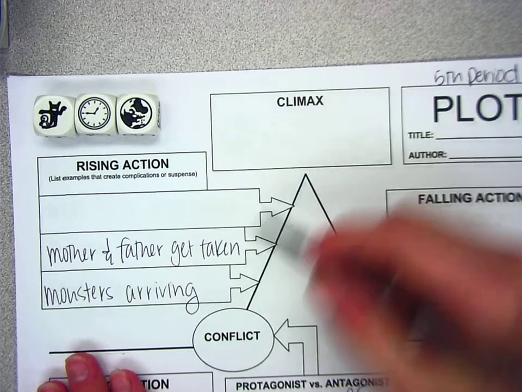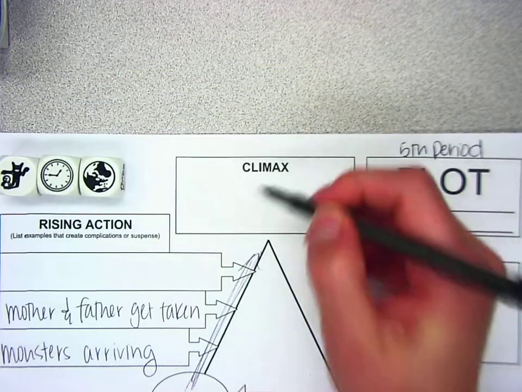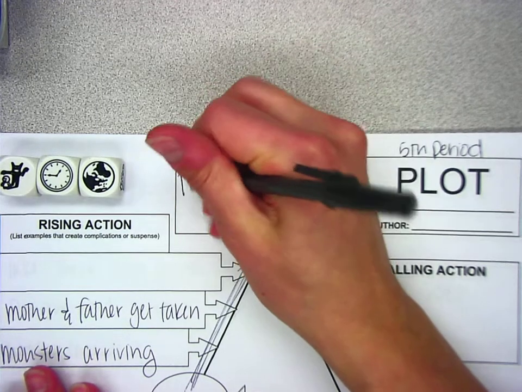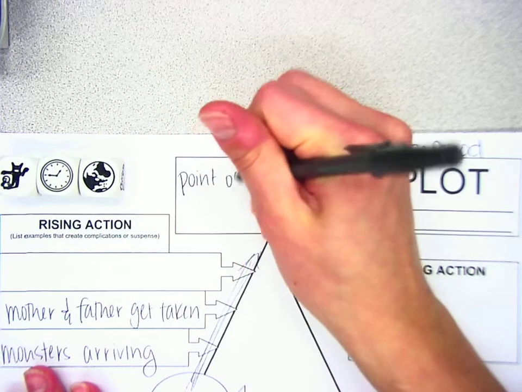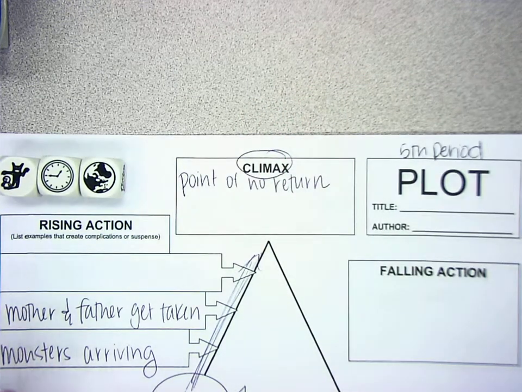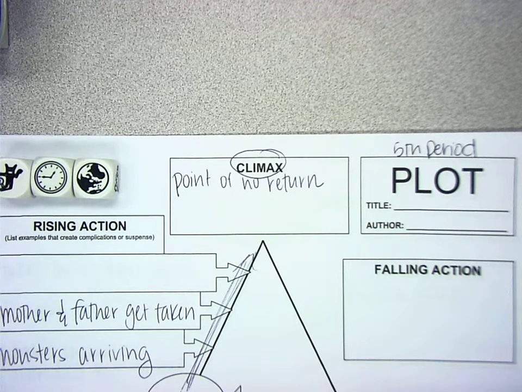Okay, but I'm always building upwards towards this. What's that in the story? The turning point. I would like to say it's the point of no return. This is usually when I break out into Phantom of the Opera, but I'll spare you that today. The climax is the point of the story where your conflict is going to resolve one way or another.